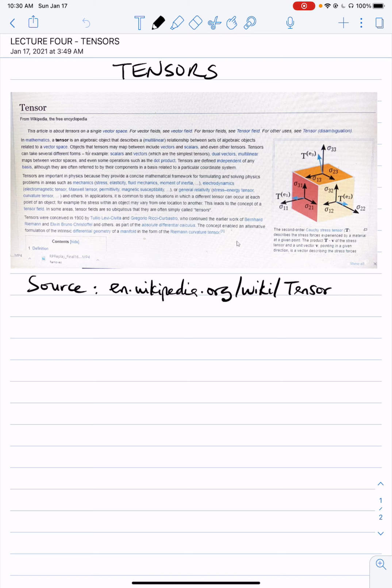Hello and welcome to this new lecture called Tensors. Previously we've been trying to understand the Einstein summation convention in dealing with tensors and vectors. So now let's talk about tensors itself. Let's try to understand exactly what we mean when we refer to tensors.